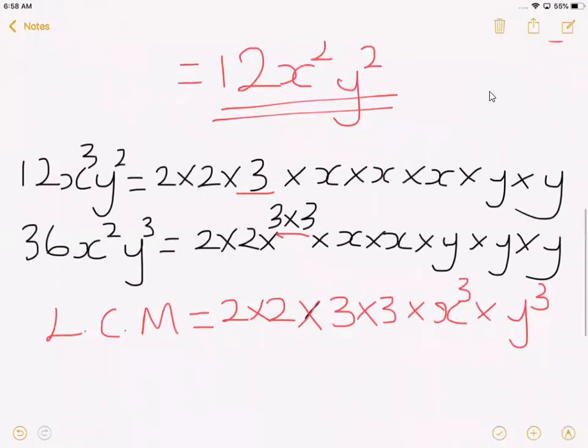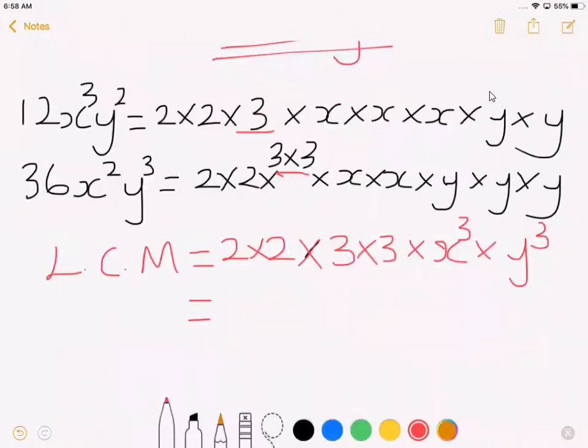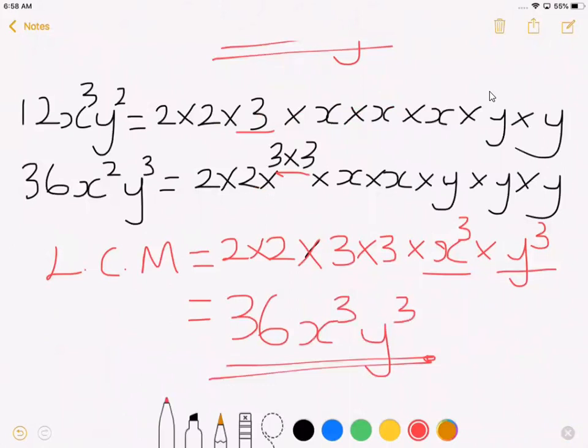Now, the lowest common multiple will be 2 times 2 times 3 times 3. It gives you 36. And how many x's do I have? x to the power of 3. And how many y's? y to the power of 3. And you are done. So we are doing exactly the same thing as we did before, but it's only that we are involving variables.